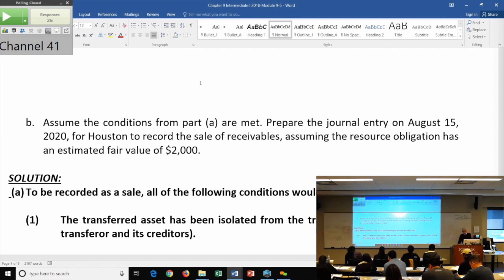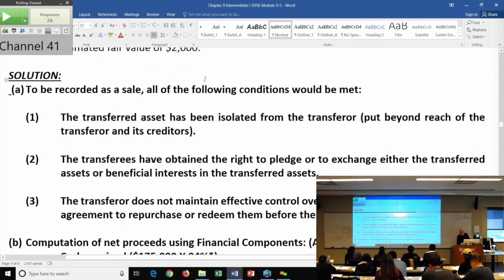All right, so the first part, again, is memorization, pretty much. What are the 3 conditions? Well, the assets that you transfer are put beyond the reach or isolated from the seller. The buyer has the right to exchange or pledge those receivables. And third, the control is transferred over to the buyer. Now, that means that, for the most part, the seller can't force you to sell them back after a certain point in time, or you can't force the buyer to sell them back to you.